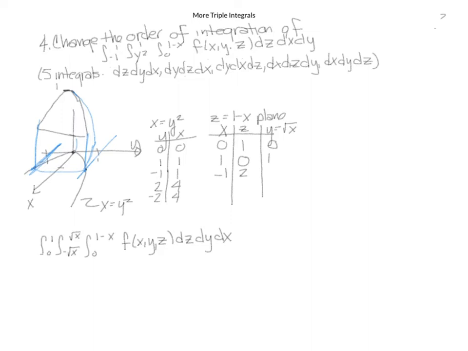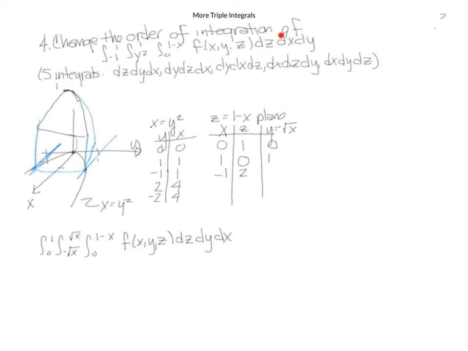This last problem, I have this horrible drawing. I'm sorry about it, but I'll explain it to you. So change the order of integration of this integral here, negative 1 to 1, y squared to 1, 0 to 1 minus x, f of x, y, z, dz, dx, dy. So I'm going to look at this and I say z goes from 0, so it's from the xy plane, up to this equation of a plane. So we should recognize this as an equation of a plane.